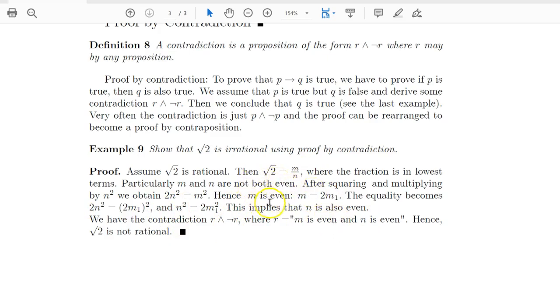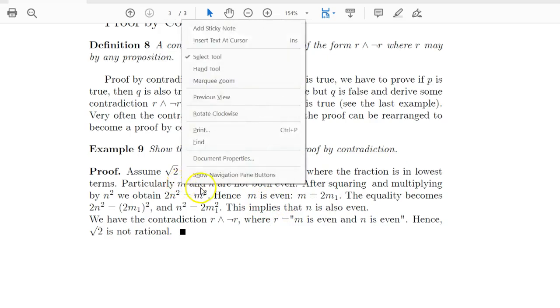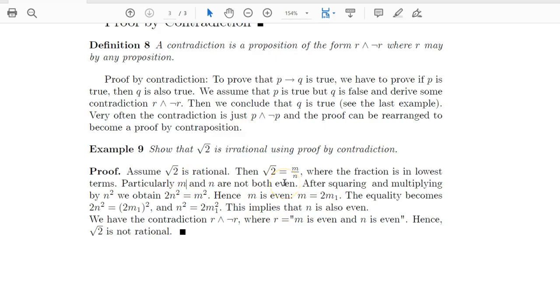So in the beginning, m and n are not both even, that is, not R is true. And here we concluded that both are even, that is, R is true, and this is a contradiction. R is true and not R is true, which is impossible. The contradiction is because we assumed something, this thing here, root of 2 is rational. So this assumption is wrong, which means that the negation of this is true. Root of 2 is not rational. Not rational means irrational.